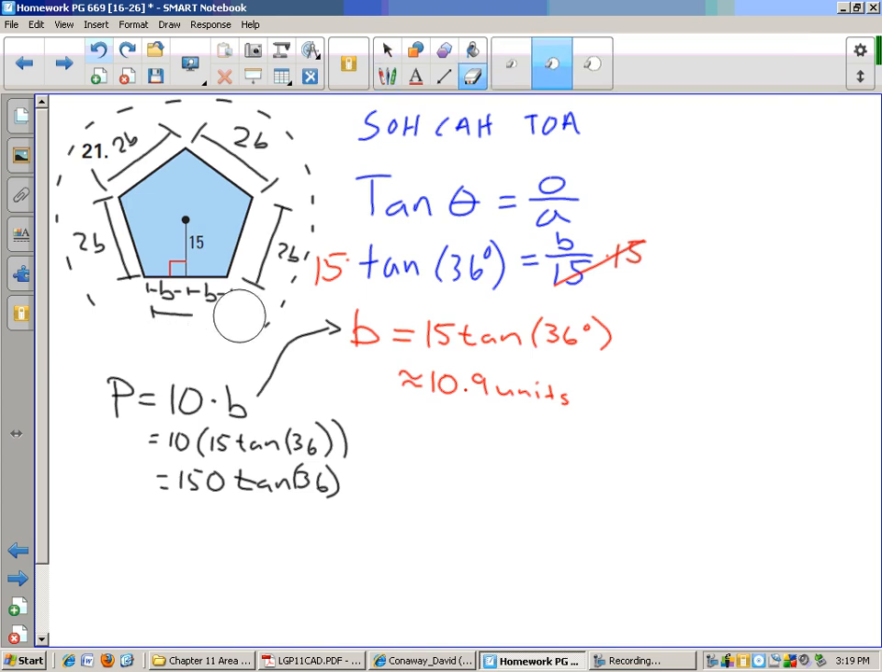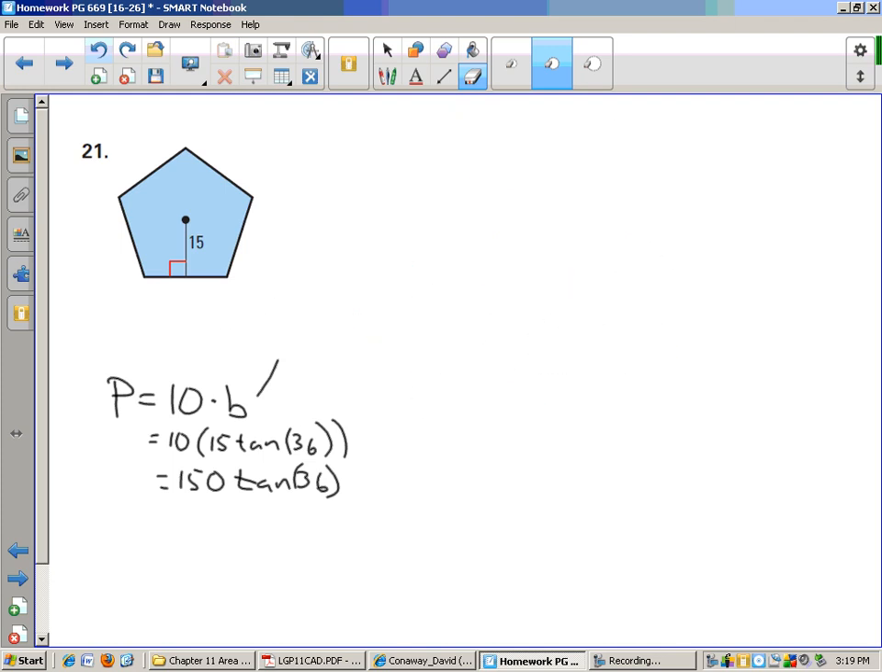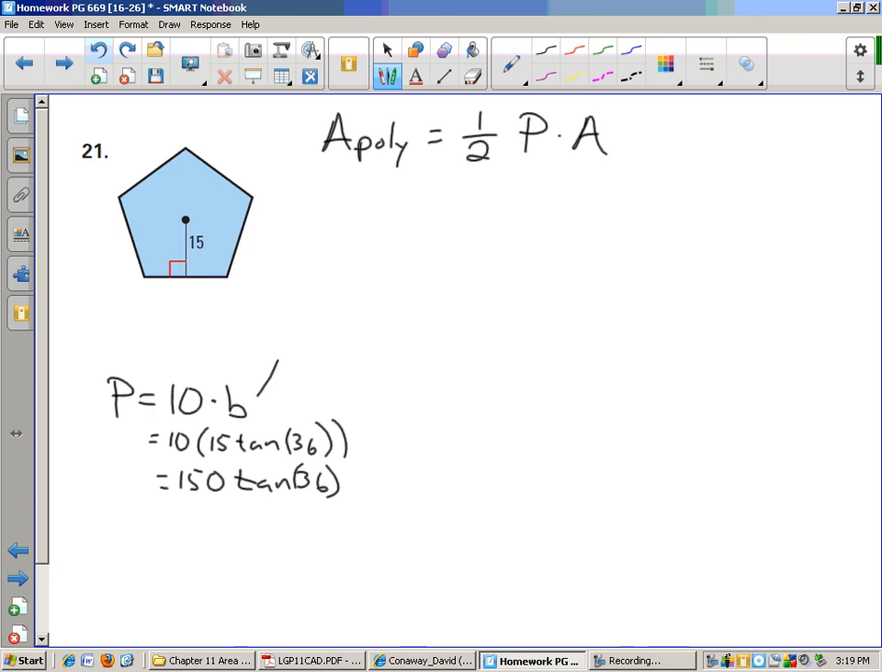Good. So let's erase that. Okay, good. So what else did we need? To do the area of a polygon, we needed the perimeter, which we already have, and we needed the apothem. The area of a polygon equals 1/2 perimeter times apothem. Do we know the apothem in this one? What's the apothem? 15. What's the perimeter? 150 tan 36.